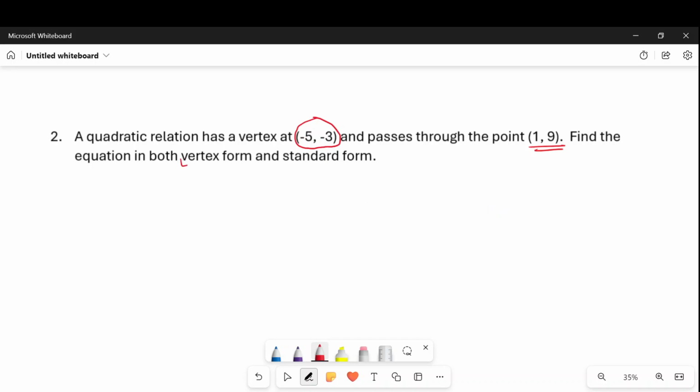So of course, when we're finding the equation of a quadratic relation, we're always going to be starting by finding the vertex form equation, and then we can algebraically translate that into standard form. So remember, the vertex form looks like this. y equals a, (x minus h) squared plus k. And it's called vertex form because if I know where the vertex is, I know what to write for h and k. So because I have a vertex at -5, -3, I can sub those in.